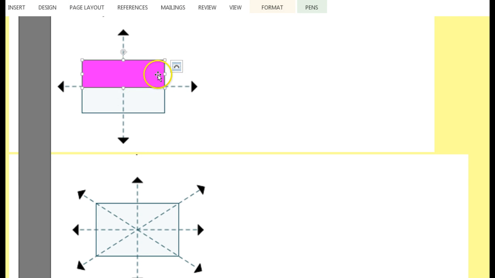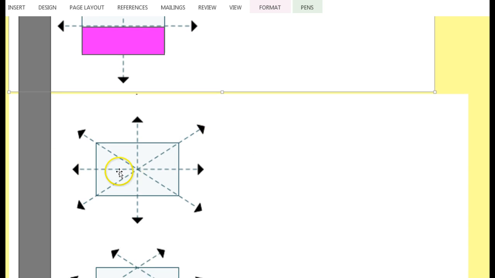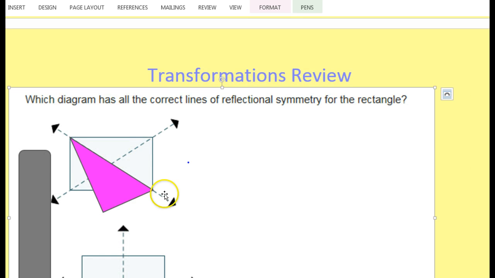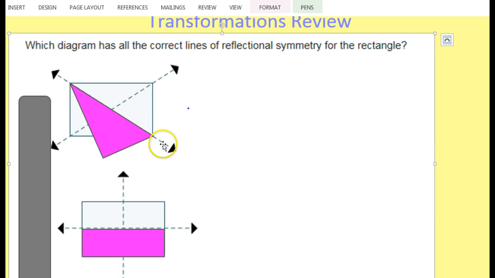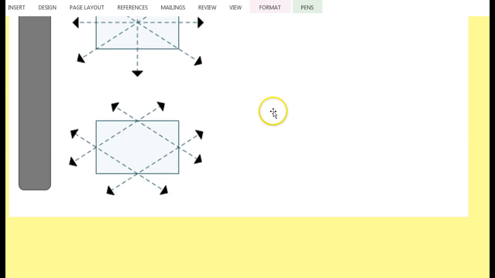Focus on the top half of this. If I were to take this half of the paper and fold it down over the dotted line, is it going to match perfectly? It sure does. It's going to match exactly perfectly. That means that both of these are symmetry lines, reflectional symmetry lines. Alright, so this one is definitely not going to be the answer because it includes those diagonal lines that we already know are not reflectional symmetry lines. So far, it looks like this one's going to be the answer.